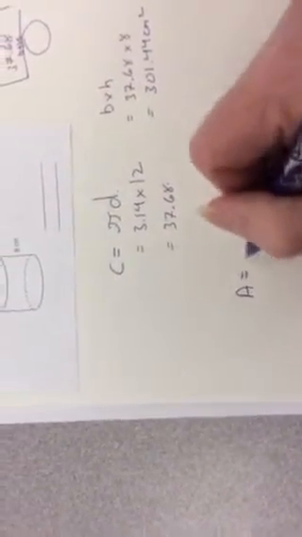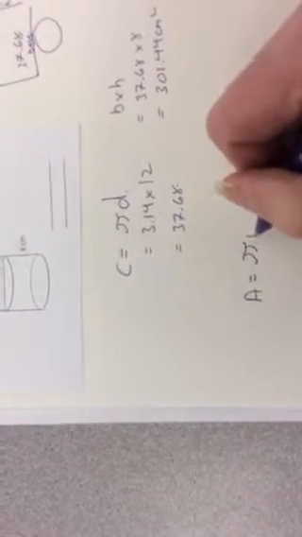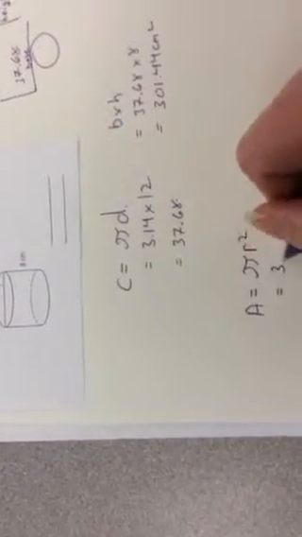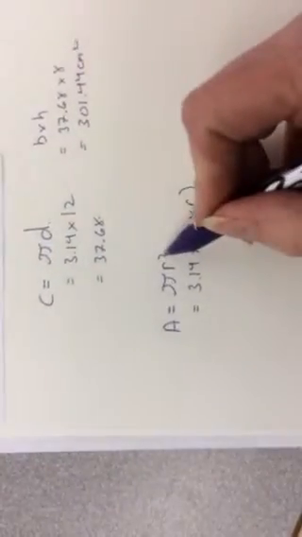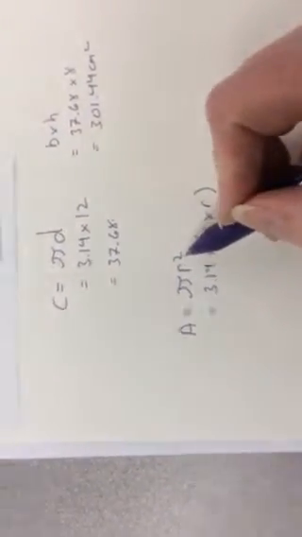To figure out the area of a circle, I have to multiply pi r squared, or 3.14 times r times r. Please remember that r squared means r times r, or radius times radius. It does not mean times 2. So I know that the diameter is 12 and that the radius is always half of the diameter. So the radius is going to be 6 centimeters.